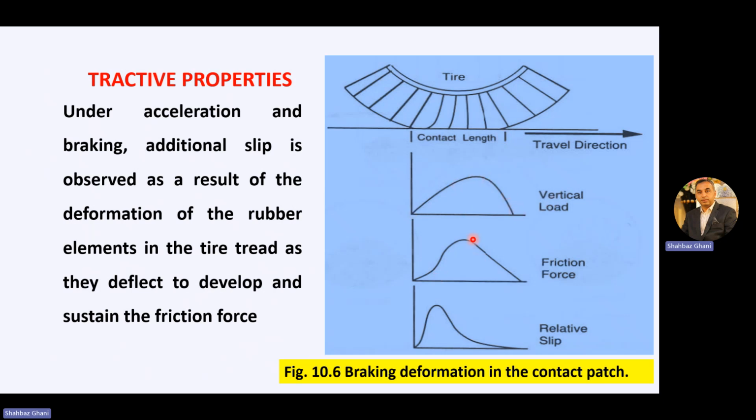The friction forces will be like this and the relative slips will be like this. Braking deformation in a contact patch. Under acceleration and braking, additional slip is observed as a result of deformation of the rubber elements in the tire tread as they deflect to develop and sustain the friction forces. So these are the forces which develop in the tread during acceleration, braking, and additional slip.